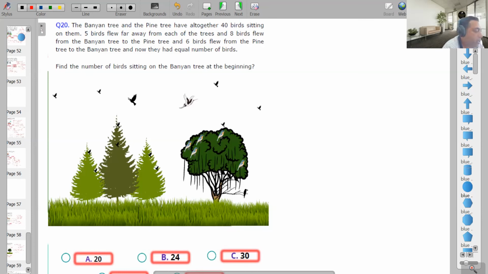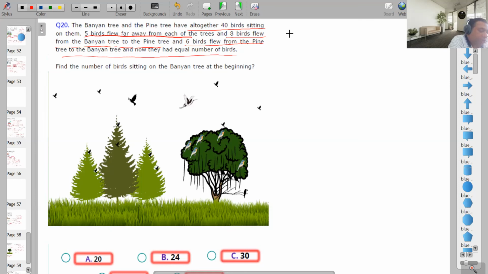The banyan tree and the pine tree have altogether 40 birds sitting on them. 5 birds flew far away from each of the trees. Okay, so these are the things which are happening. Altogether they have 40 birds. And 8 birds flew from the banyan tree to the pine tree, and 6 birds flew from the pine tree to the banyan tree. Now they have an equal number of birds. Find the number of birds sitting on the banyan tree at the beginning.